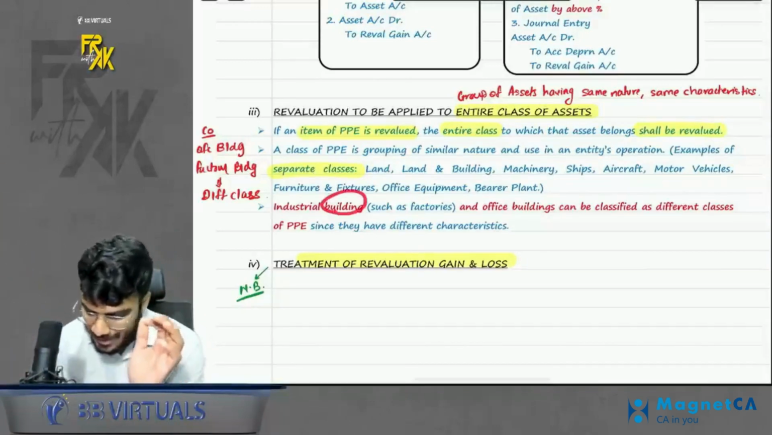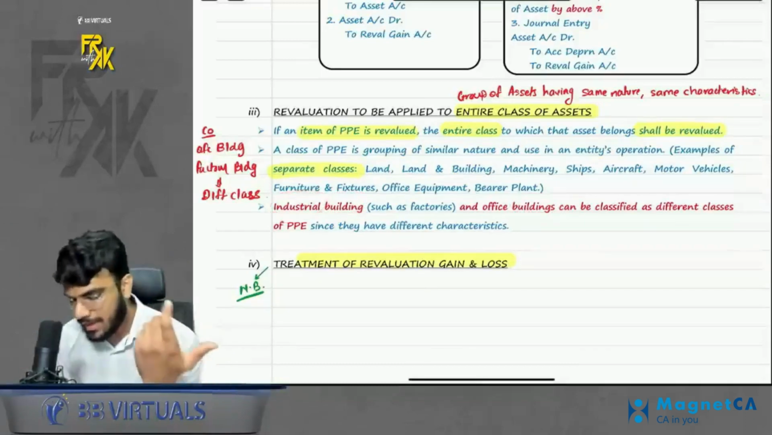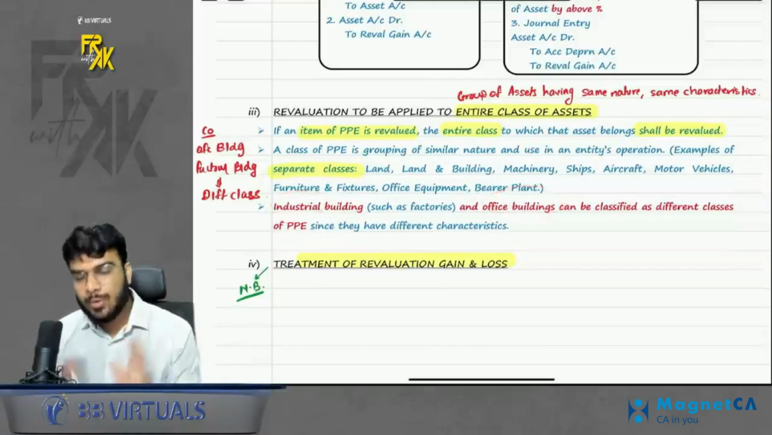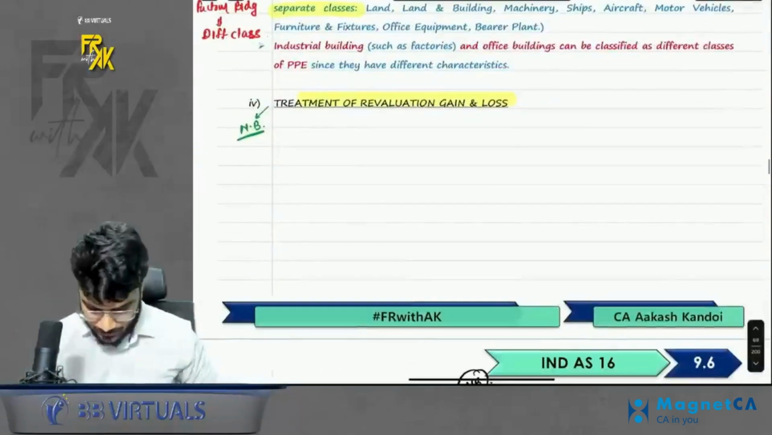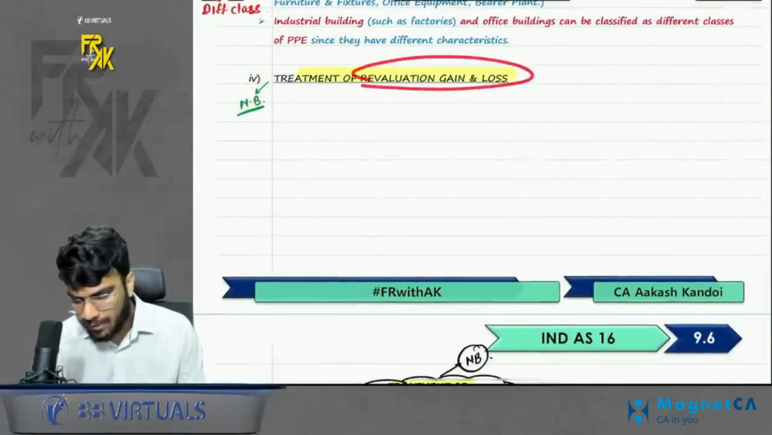Just because the surname is building, that doesn't mean they are the same class. Industrial building is a different class, office building is a different class. So you can follow different methods for both these assets. The next point under the revaluation model was treatment of revaluation gain and loss.